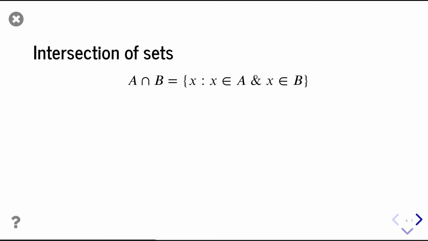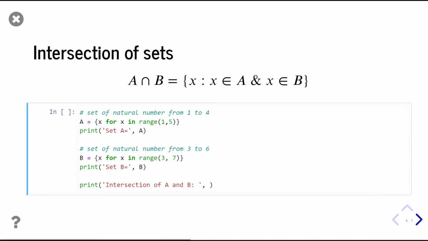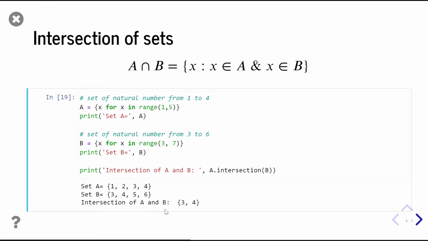The next operation that we are going to perform is intersection of sets. The intersection of sets A and B results in a set having elements which are common to both A and B. Again, suppose that we have a set A having elements from 1 to 4 and set B having elements from 3 to 6. We take intersection like this: A dot intersection B, and if we print the result we get the common elements as 3 and 4.